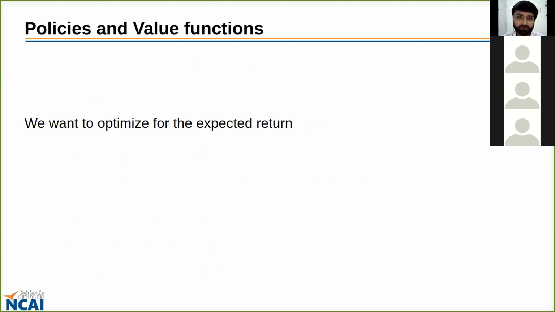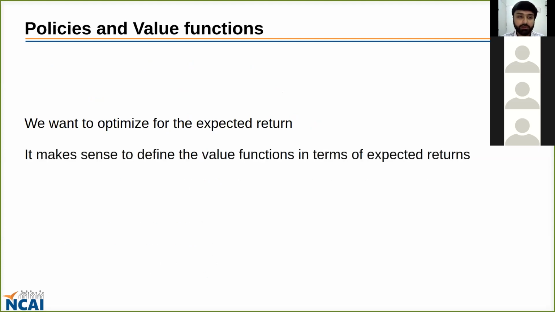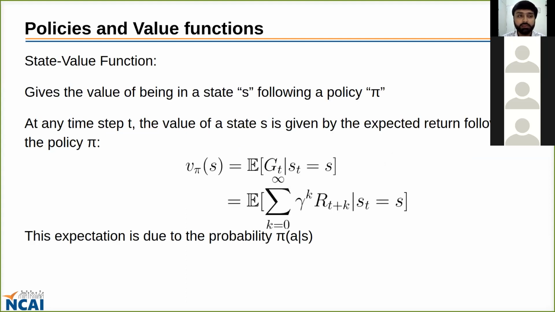Now, we want to optimize for the expected return. That is the objective of reinforcement learning, right? So it makes sense to define the value functions in terms of these expected returns. So the focus of values is maximizing the expected return. Now, the state value function gives the value of being in a state S following a policy pi. At any time step t, the value of a state S is given by the expected return, as I told in the previous slide, following that policy pi.